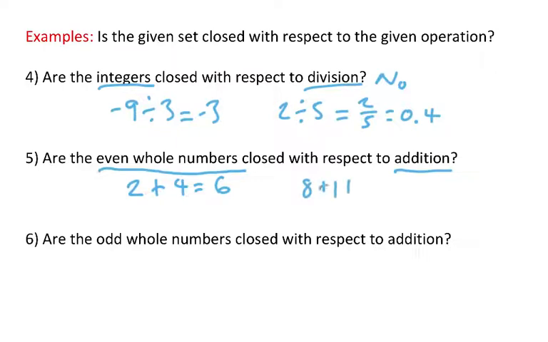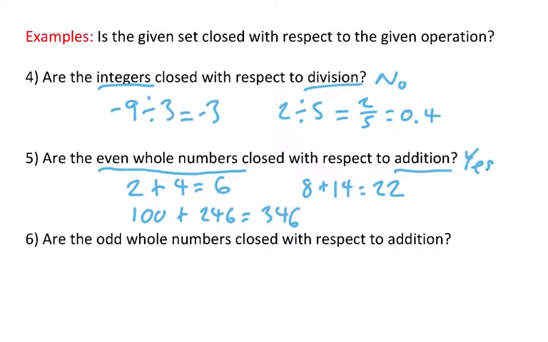8 plus 14, 22. I believe, and of course you have to convince yourself that this will always be the case, but I believe that no matter what you pick, if you pick any two even whole numbers, you're always going to get another even whole number, no matter how big those numbers are. The answer is yes.